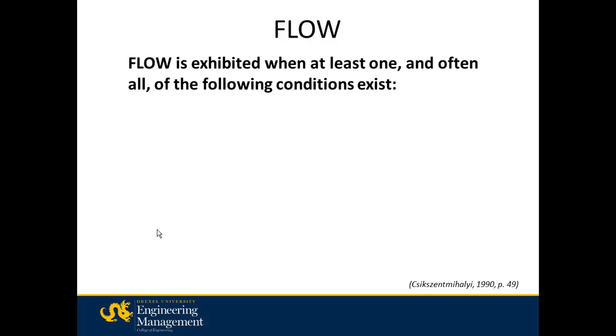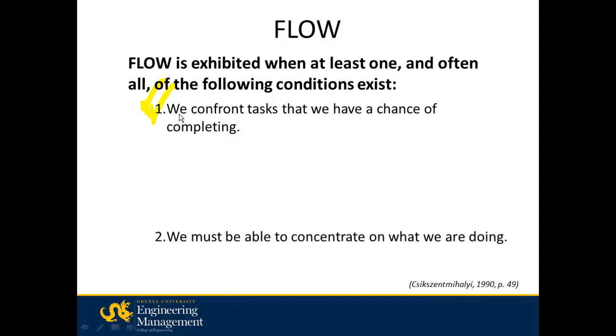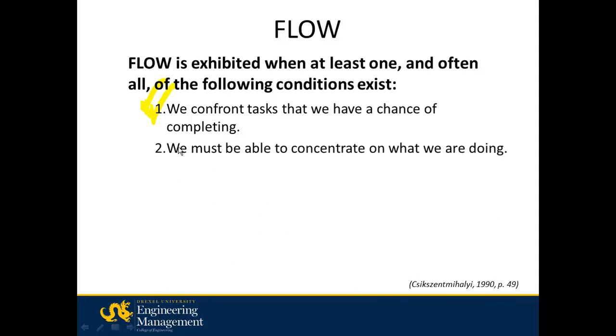So let's talk about the 8 elements. The first is, in flow, we confront tasks that we believe we have a chance of completing. So you have to give me a chance and have some hope that this is possible. The second is, we're able to concentrate on what we're doing, and external environmental elements are reduced.